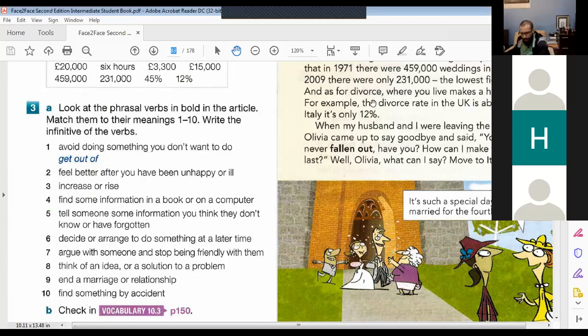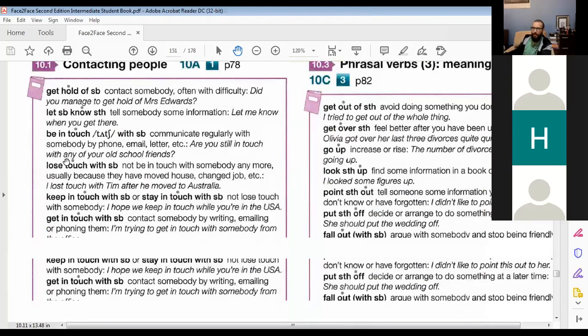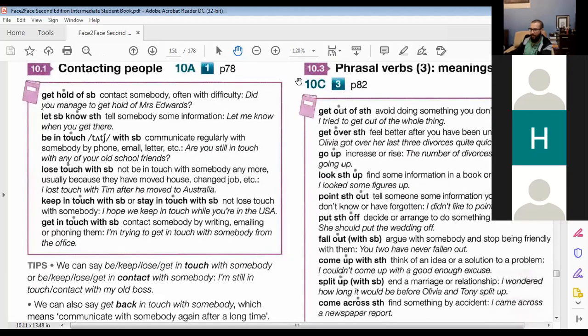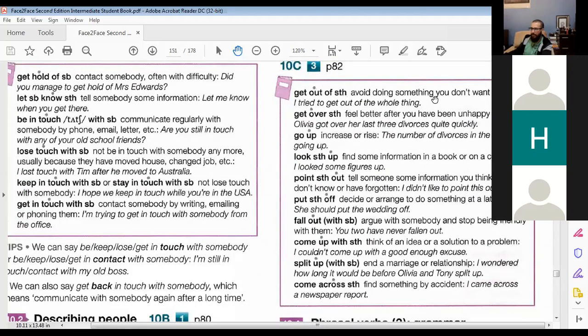So page 183. Okay, so here we are, this part, 10C. Let's take a quick look. To get out of something is to avoid doing something you don't want to. Get over something or get over someone is to feel better after you have been unhappy or ill. Go up means increase. Look something up means to search or find information. To point something out means you tell this information to someone else. To put off is to decide or arrange to do it later.